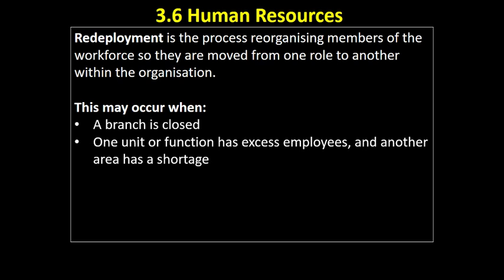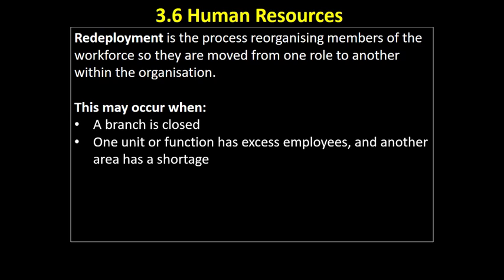It may happen when, for example, a branch is closed, so you close down an entire branch. If it's a supermarket, you've got a bunch of people who have skills that are useful to you, like stacking shelves and operating the checkout and customer service skills and so on, and you just move those workers from the branch that's closed down and you redeploy them in another branch.